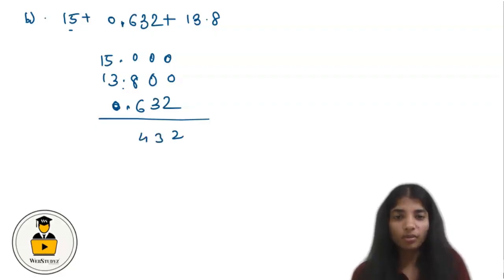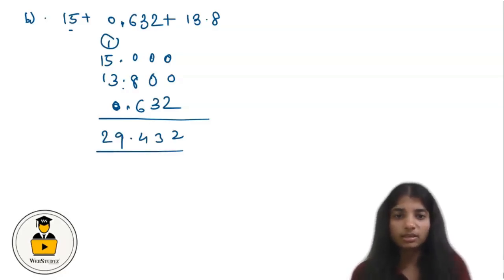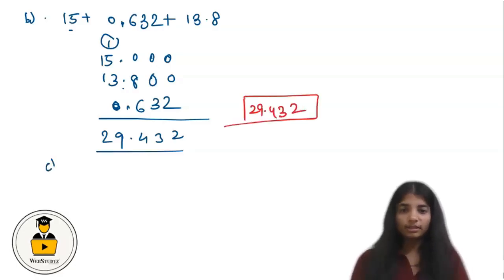And 8 plus 6 is 14. 4 is here, and we are taking 1 as carry. So 1 plus 5 is 6. And 6 plus 1 is 9. The point is as it is. 9. And 1 plus 1 is 2. So from here we can say that the answer to this part is 29.432. So let's discuss part C.